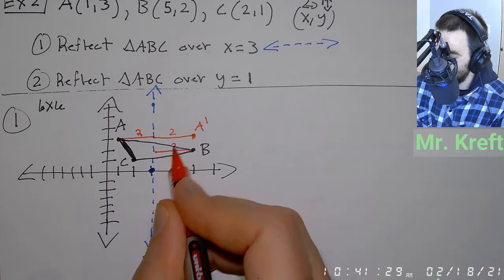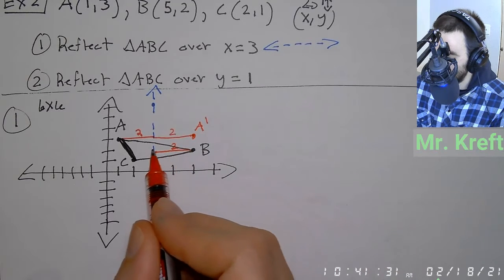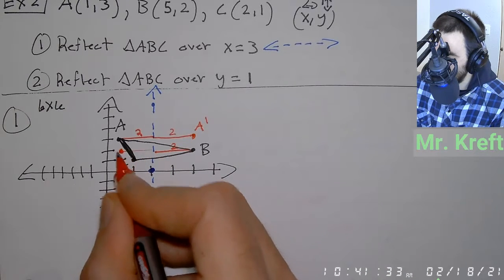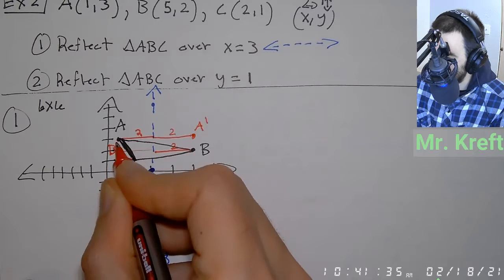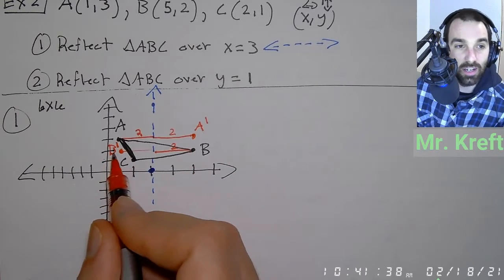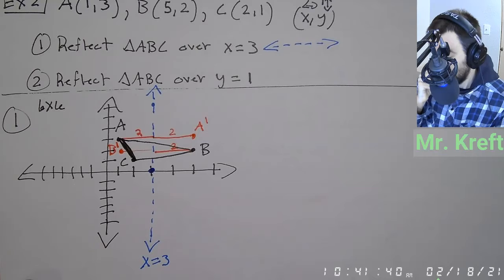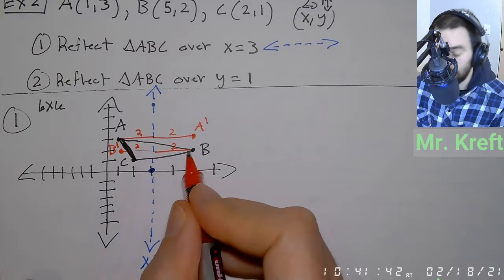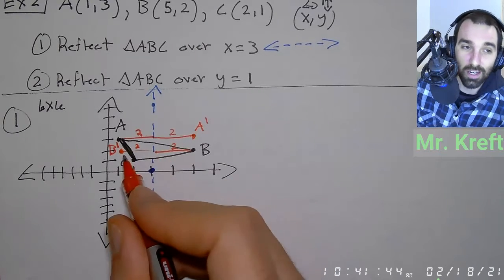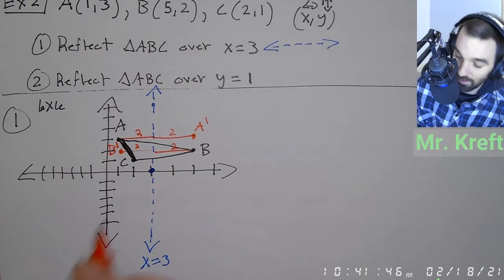B is how many away? It's 2. So on this side, I'm going to go 1, 2. So right here, I'm going to have B prime. Sorry, I kind of got lost there. So I have B prime here. Okay, so again, the distance was 2 to the mirror. On the other side, the distance is 2.